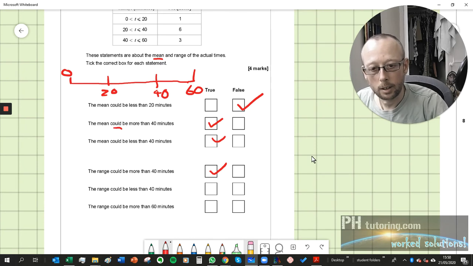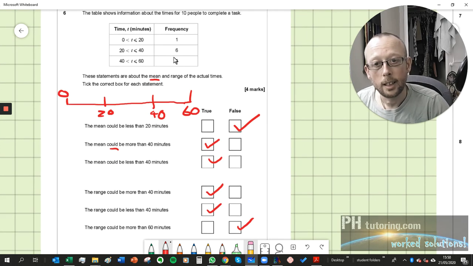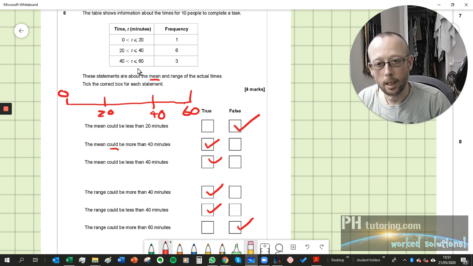This one I just said was true. This one is false because it can be nearly 60 but not quite 60. Even if one of them was 60, the largest range we can get is one or more on 60, and the smallest one over here has to be higher than 0. So the range must be lower than 60.